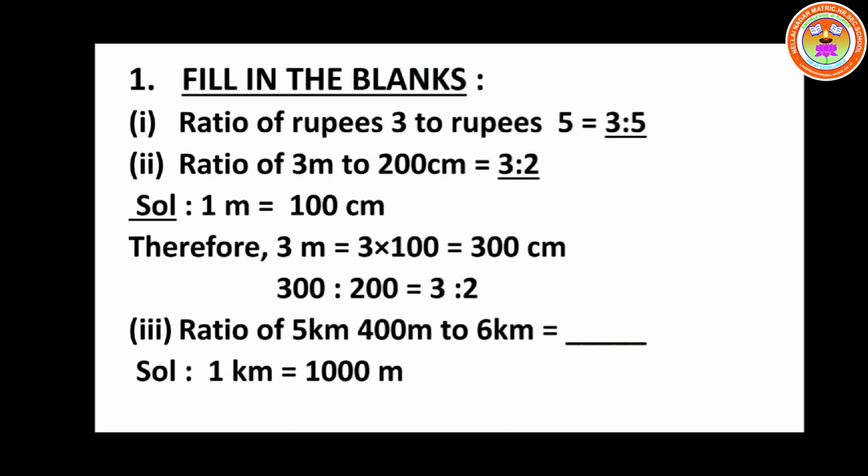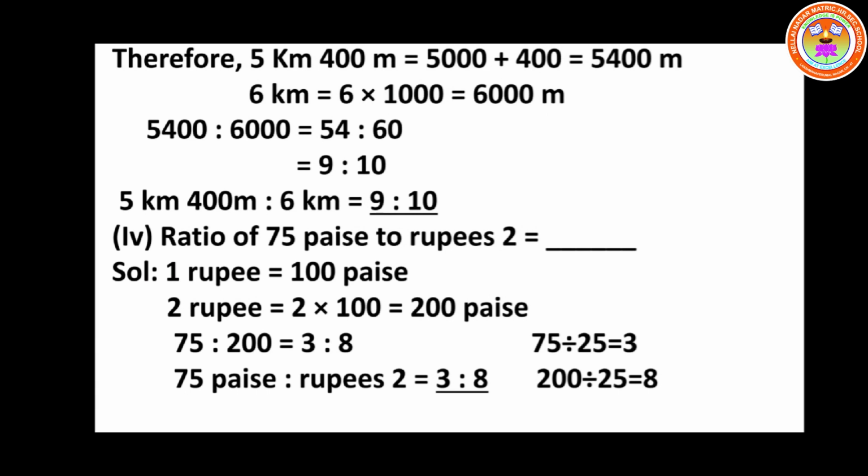Now subdivision 3. Ratio of 5 kilometer 400 meter to 6 kilometer, which we have to find. Okay, now I am going to convert everything into meter. So 1 kilometer equals how many meter, children? 1000 meter. Now see how I have changed 5 kilometer 400 meter. 5 kilometer, so 5 into 1000 you will get 5000, plus this 400 you will write. So your final answer is 5400 meter.